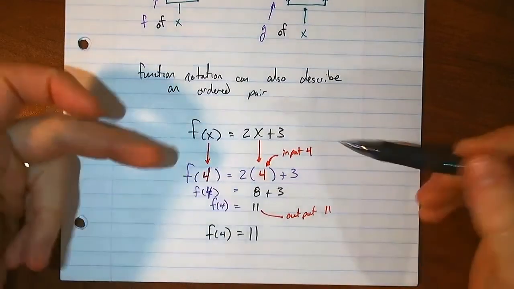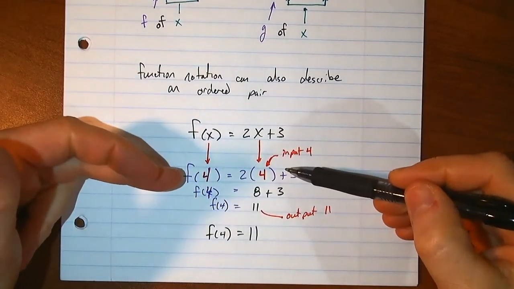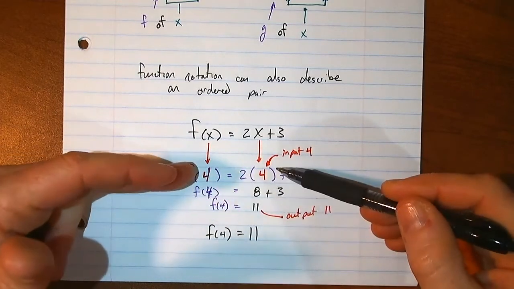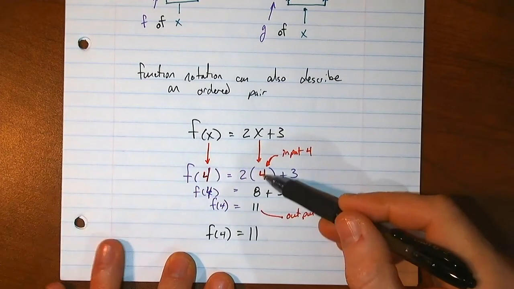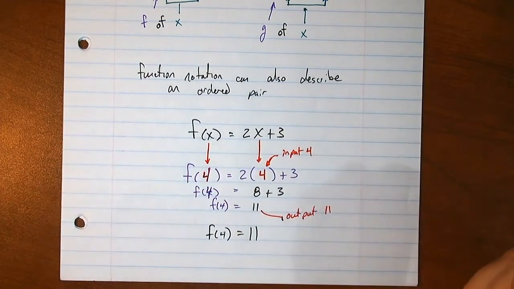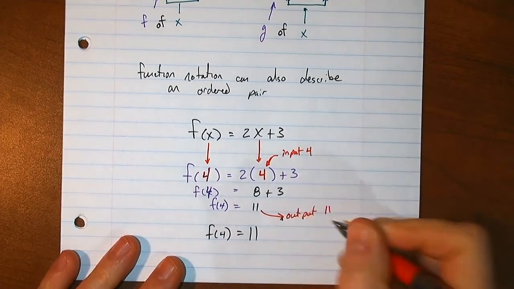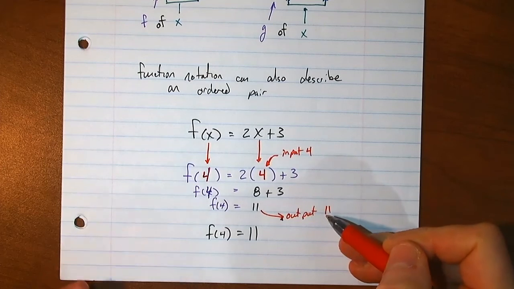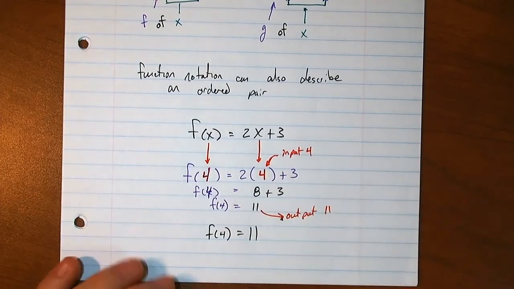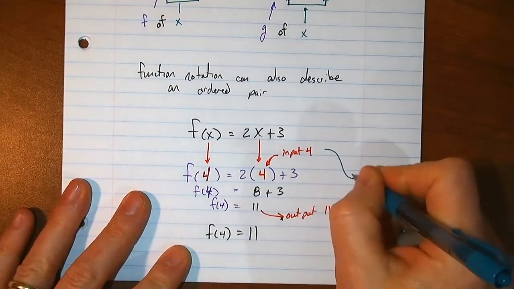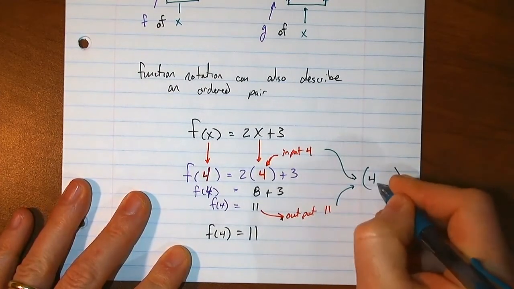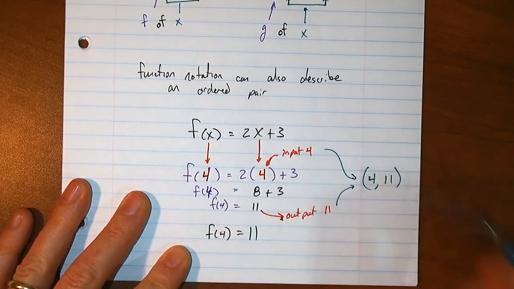So what I've done is I've used function notation to evaluate an output based on a certain input. When I inputted 4, I found that the output was going to be 11. Now, remember, the inputs are my x values and my outputs are my y values. So these two things, if I take them together, make an ordered pair. The input is my x value, the output is my y value.